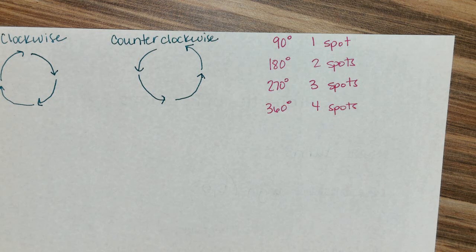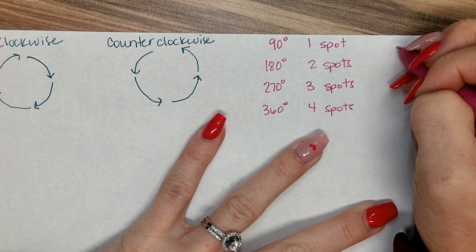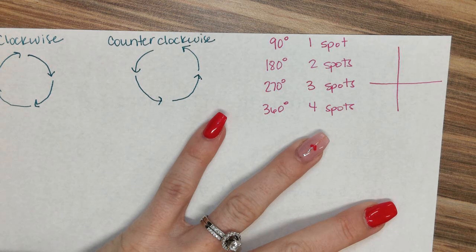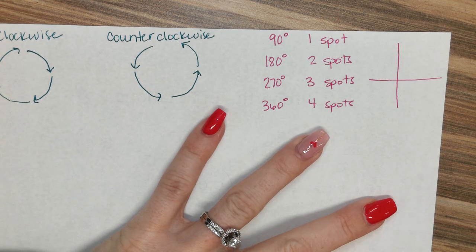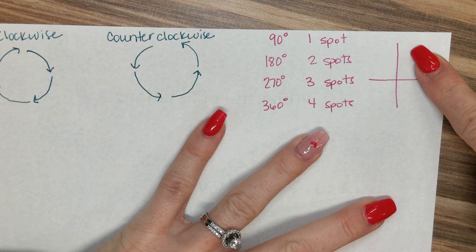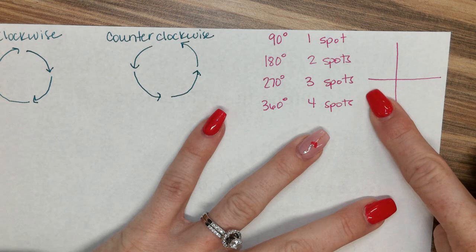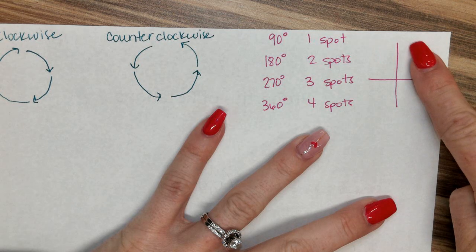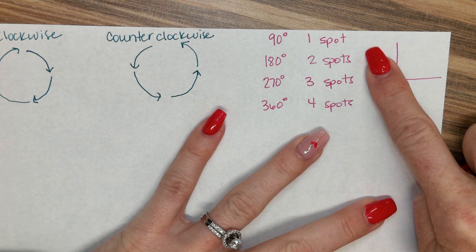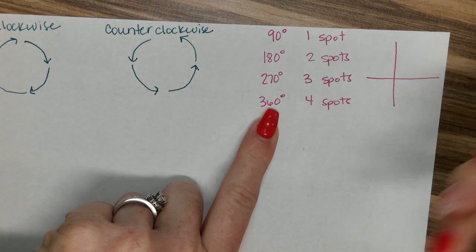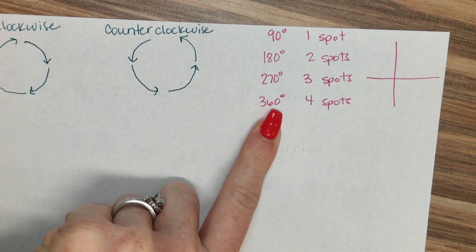So when we're talking about a coordinate plane, aren't there 4 spots on a coordinate plane? Yes or no? So if I start here, 1 spot clockwise would move it here. 2 spots clockwise would move it here. Does that make sense? 3 spots would go 1, 2, 3. And 4 spots, a 360, is all the way, and you're ending up right where you started. It's a full circle.